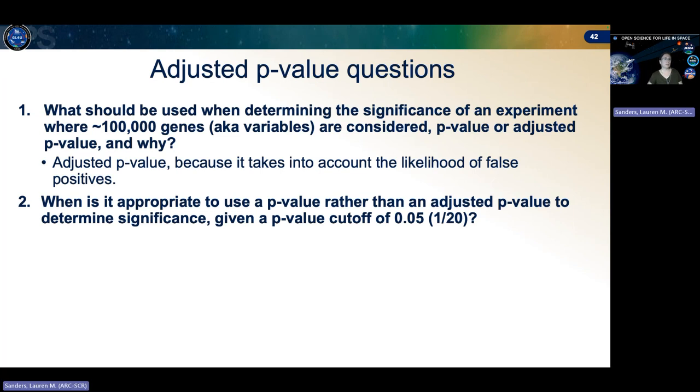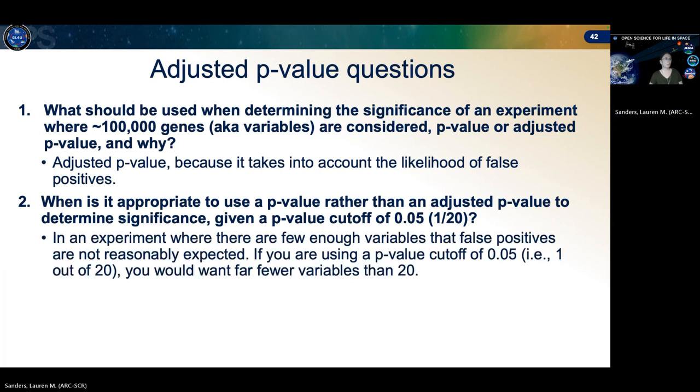And then when is it appropriate to use a p-value rather than an adjusted p-value to determine significance, given that we're using the generally accepted p-value cutoff for significance of 0.05 or 1/20? Well, if you've designed an experiment where there are few enough variables that false positives are not reasonably expected. So if you're using a p-value cutoff of 0.05, so 1/20, you would want far fewer variables than 20 so that by chance you're not expecting to get a p-value low enough just by false positive.